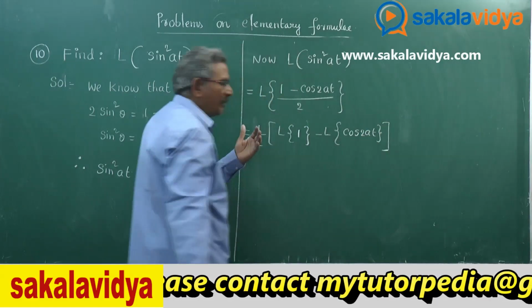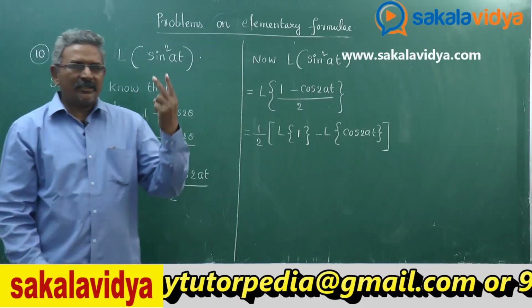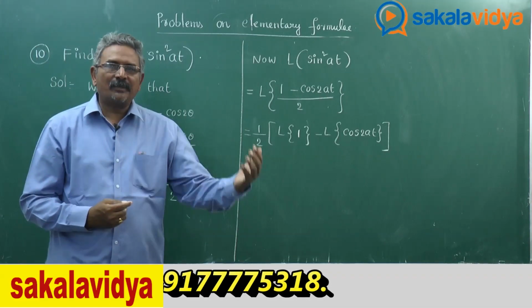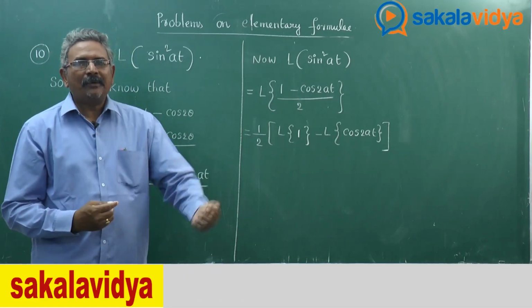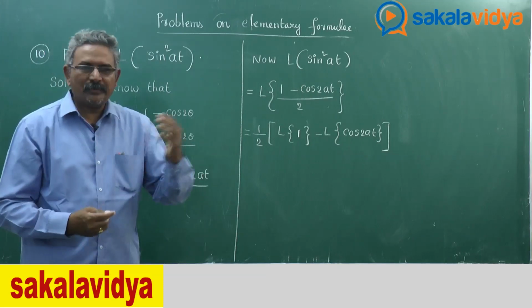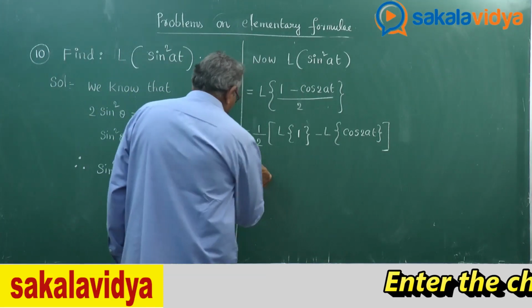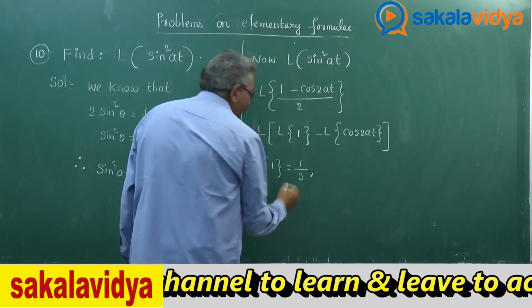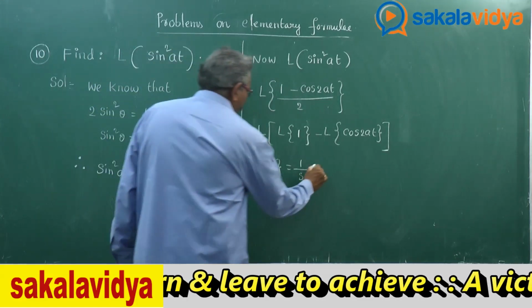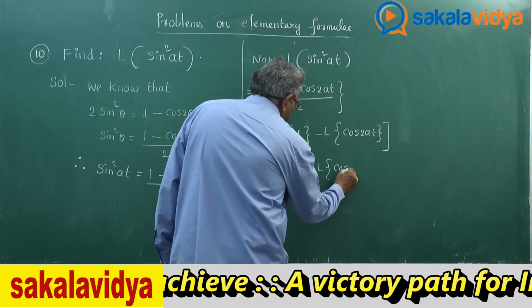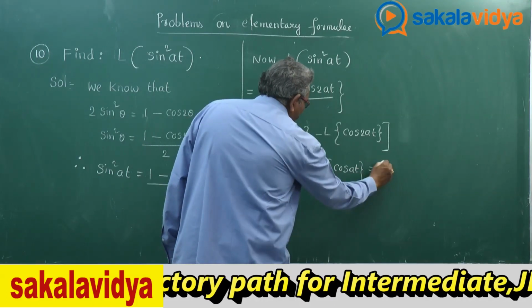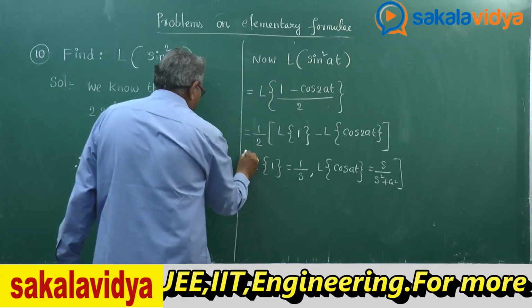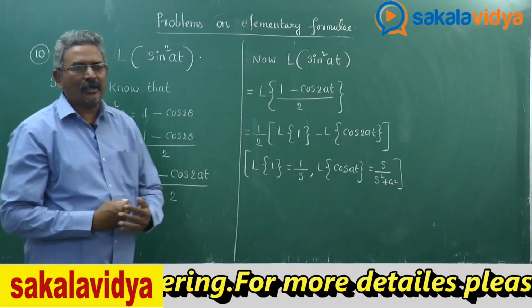Now how many formulae do we need to recall? We need to recall two formulae. One is the Laplace transform of 1, that is 1 by s. The Laplace transform of cos at has to be recalled here. The Laplace transform of 1 has the value 1 by s, correct. The Laplace transform of cos at is s by s square plus a square. With the help of these two, this can be solved now.